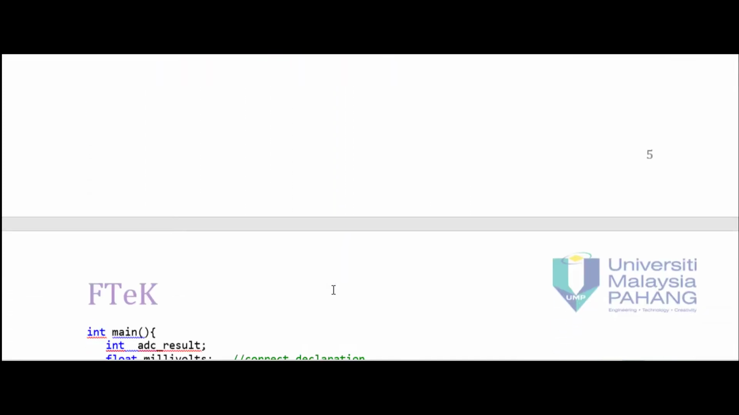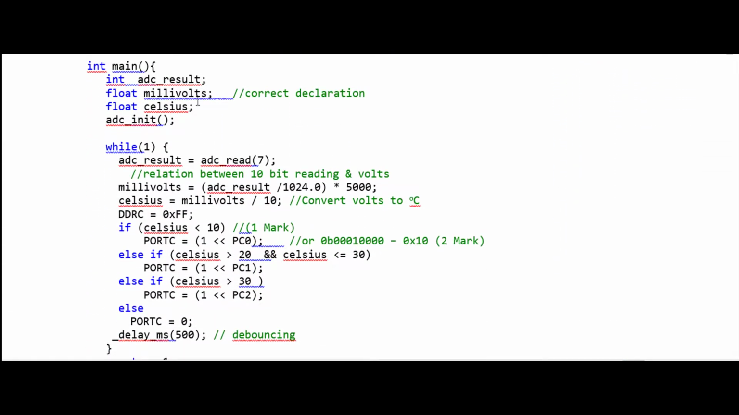Okay, the important part is here, some variables. One variable is to read the millivolt. This is the ADC result. We want to change it to millivolt and then to degrees Celsius.